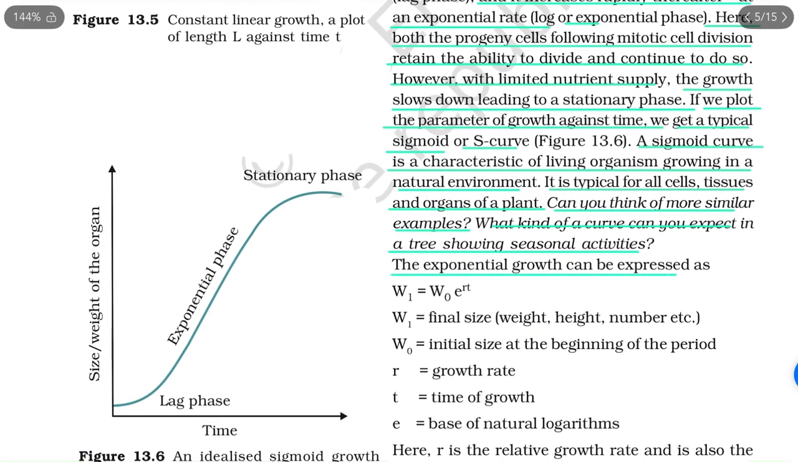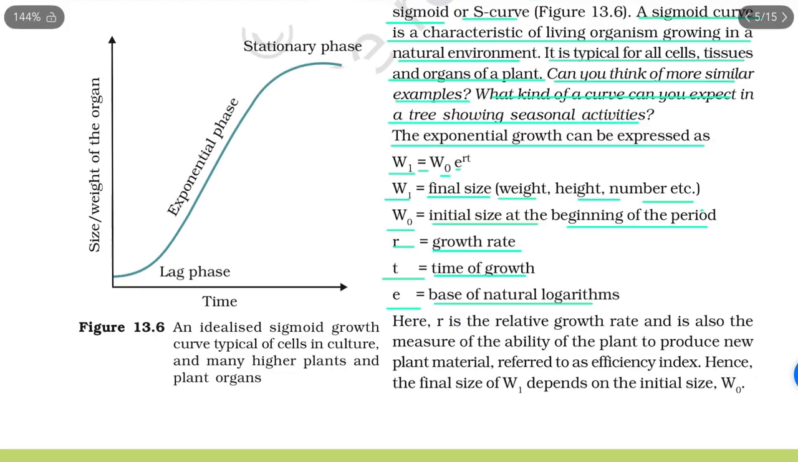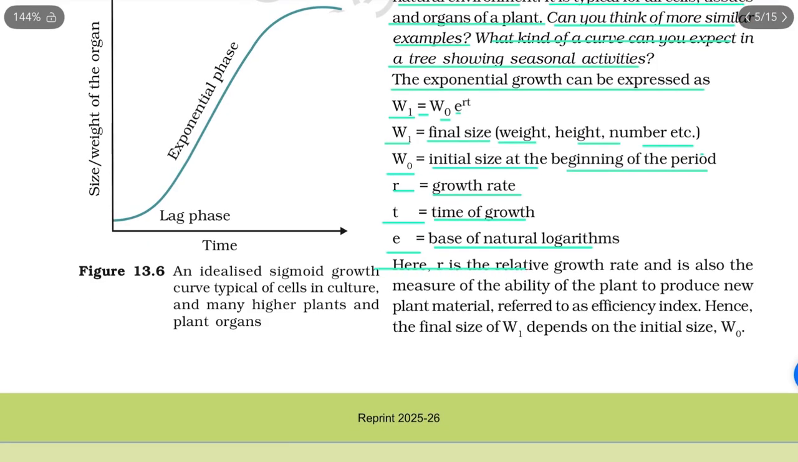The exponential growth can be expressed as W1 = W0 e^(rt), where W1 is the final size (weight, height, number, etc.), W0 is the initial size at the beginning of the period, r is the growth rate, t is the time of growth, and e is the base of natural logarithms. Here r is the relative growth rate and is also the measure of the ability of the plant to produce new plant material, referred to as the efficiency index, and the final size W1 depends on the initial size W0.